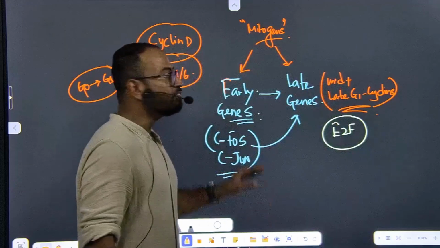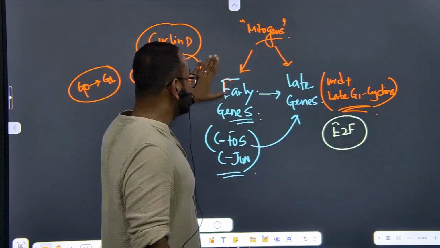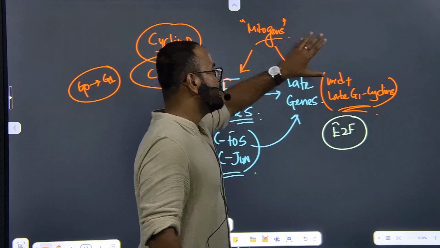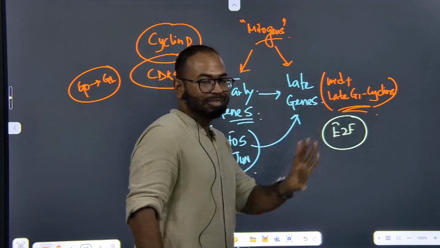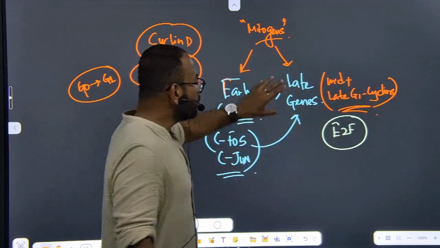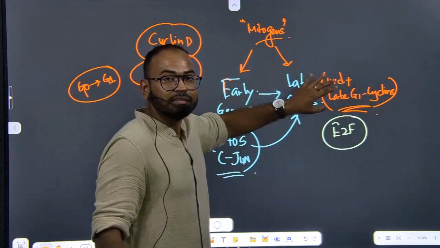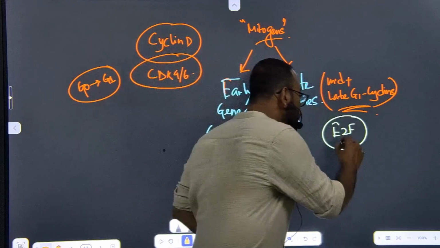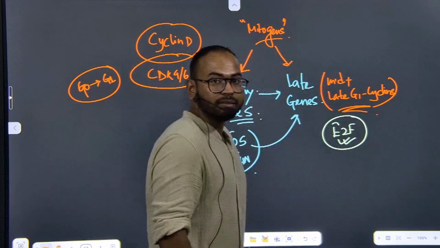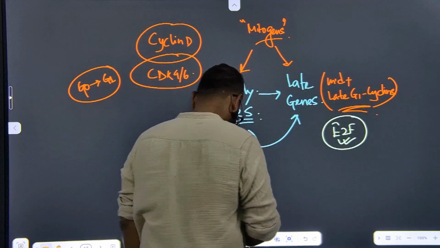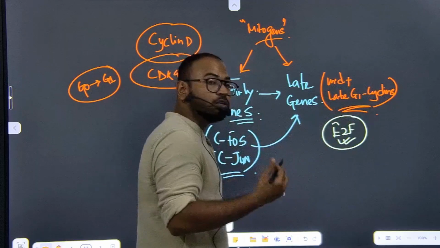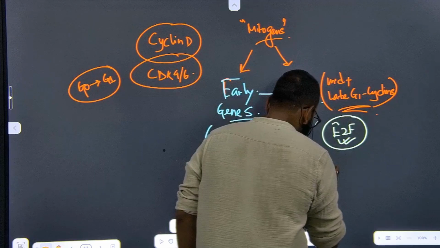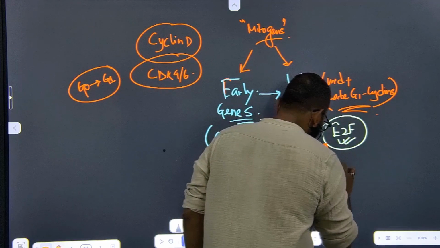Mitogens are applied, early genes get activated, and they activate the late genes. Late genes means mid and late G1 cyclins. As simple as that. But in order to perform transcription, they will need E2F. But within the cell, that is at G0, E2F is blocked by RB.